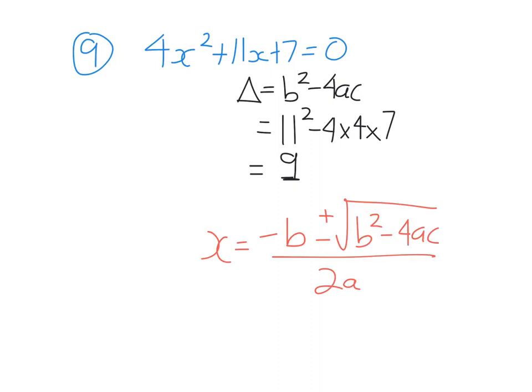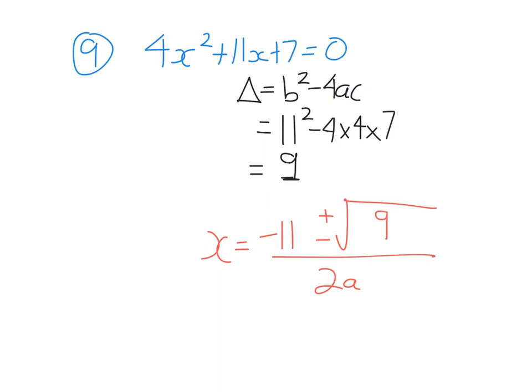You will get it during the test, so you don't need to memorize it. So we're going to substitute b. In this case, b was 11, so I changed that to negative 11. Now the stuff under the square root is the discriminant, b squared minus 4ac. So I just figured out that that was 9. So I'm just going to change that so it says 9.